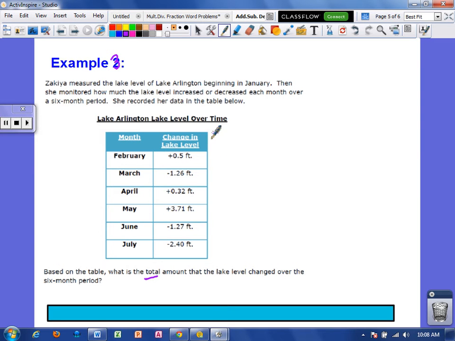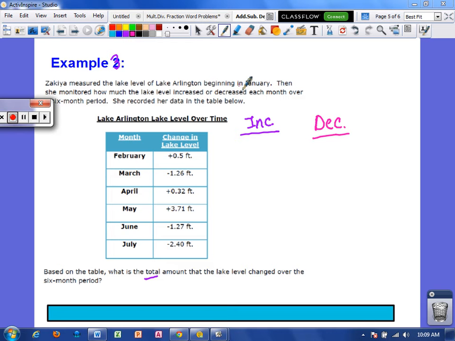Okay, so we can see in the table that the lake level is going up or it's going down. So we just want to figure out what all of this is in total. So we're really adding all of these together. An easy way we can do this is we can take all of the increases, find out how much that was in total. So we're going to find the total increase. Then we can find the total decrease and combine the two. Okay, and I'm going to do these in different colors just so we can see our increases and decreases separately.